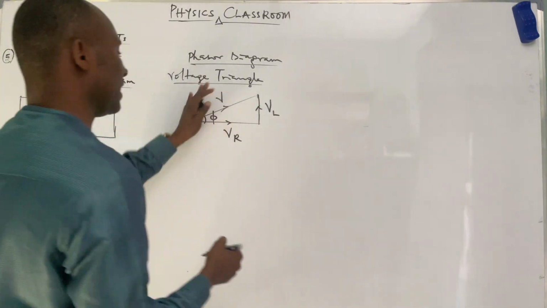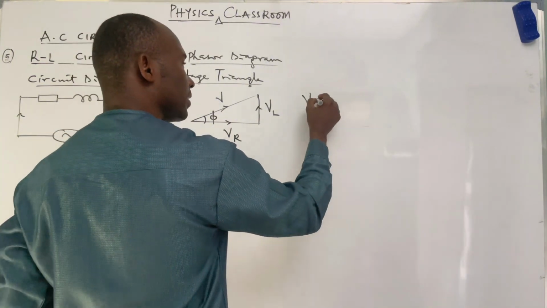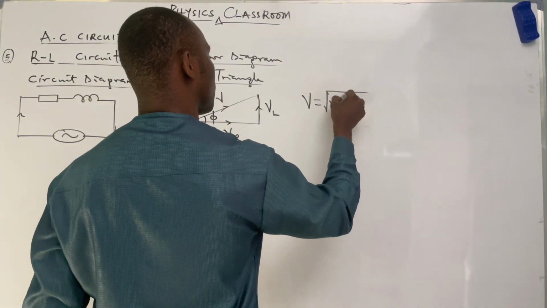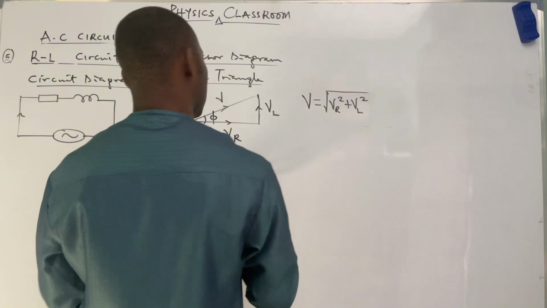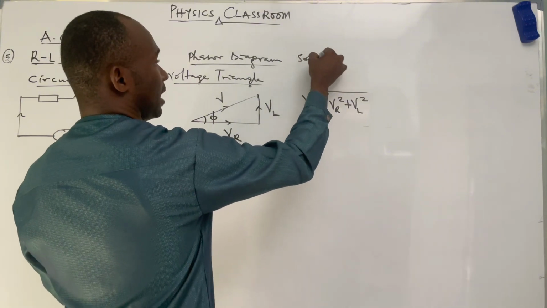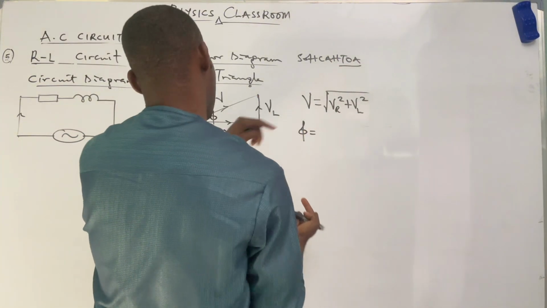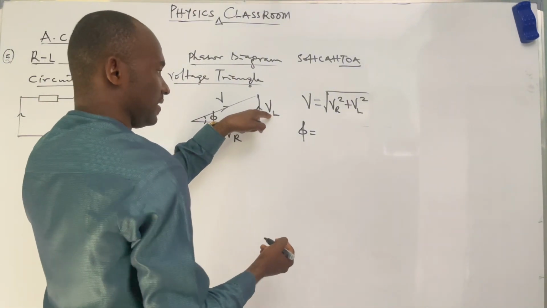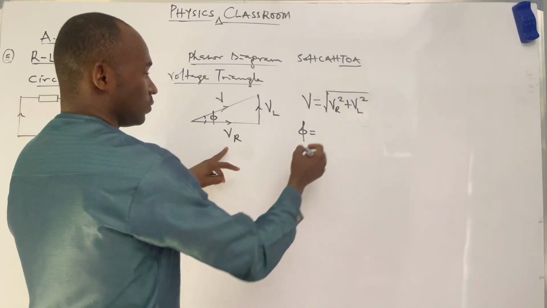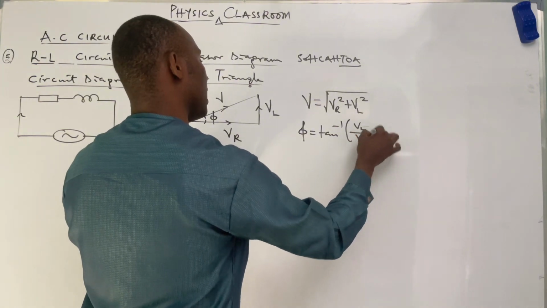So from here, following Pythagoras theorem, our effective voltage V will be equal to root of VR squared plus VL squared. Now the phase angle phi, we can pick that from SOHCAHTOA, as I mentioned earlier, and tan is opposite over adjacent. The opposite here is VL, while the adjacent is VR, whereas the hypotenuse is V. So we have it as tan inverse of VL all over VR.